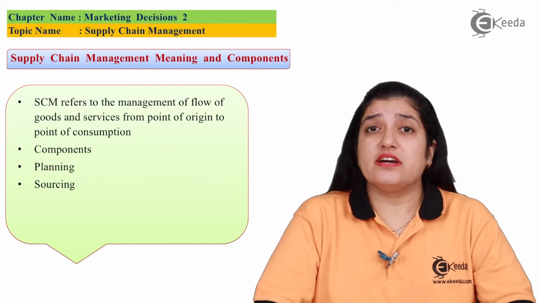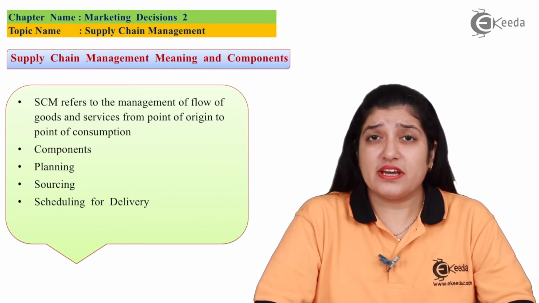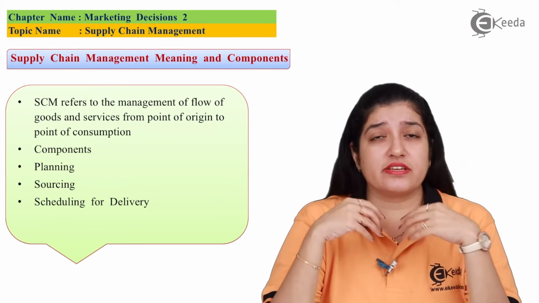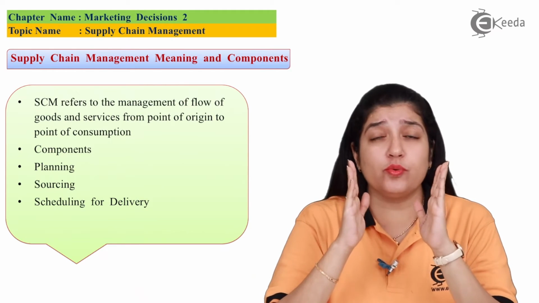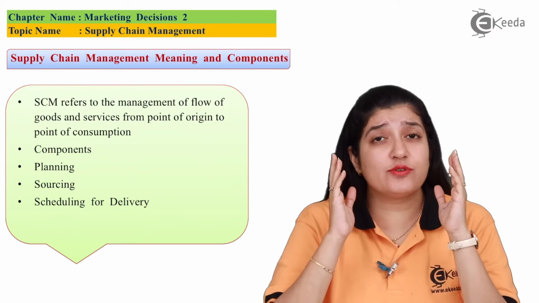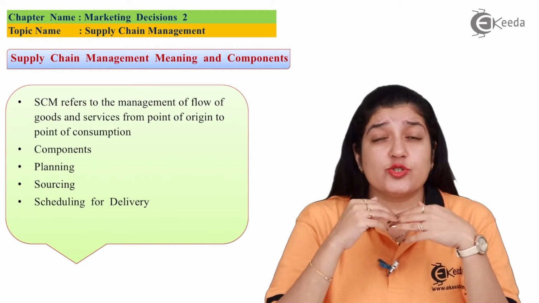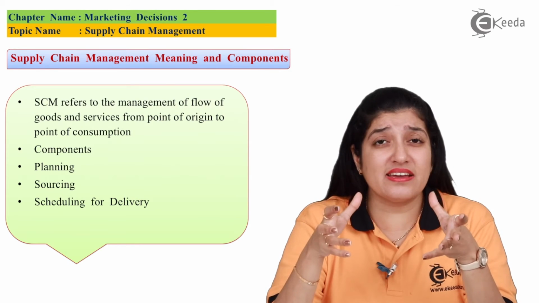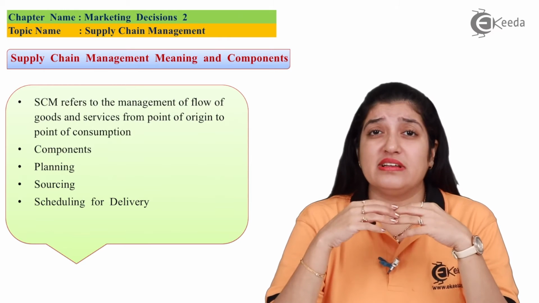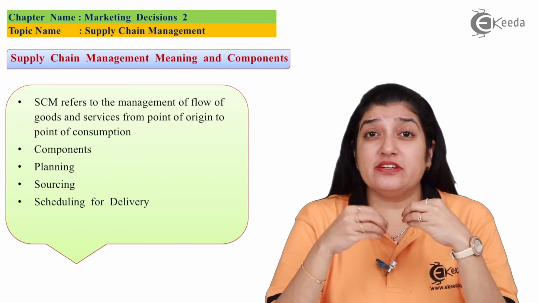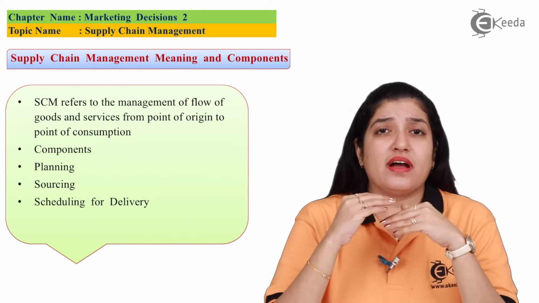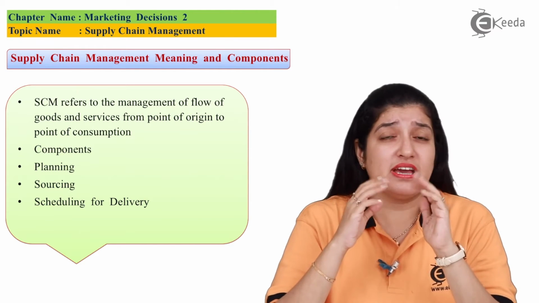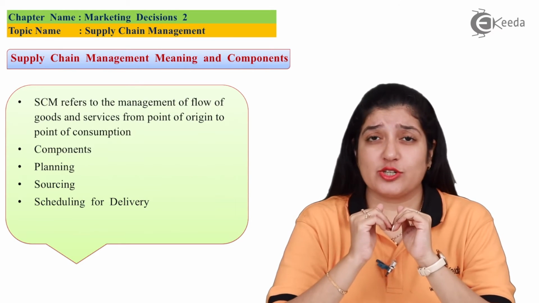Next point is scheduling for the delivery. Once the apples are ready from the farm, I cannot just send them off. No, I have to do proper scheduling. First, I have to pack them properly so that during transportation, during storage, while handling, they don't get destroyed, they don't get deteriorated. So the second step would be scheduling the delivery. While I am scheduling the delivery, I have to perform all the other functions.